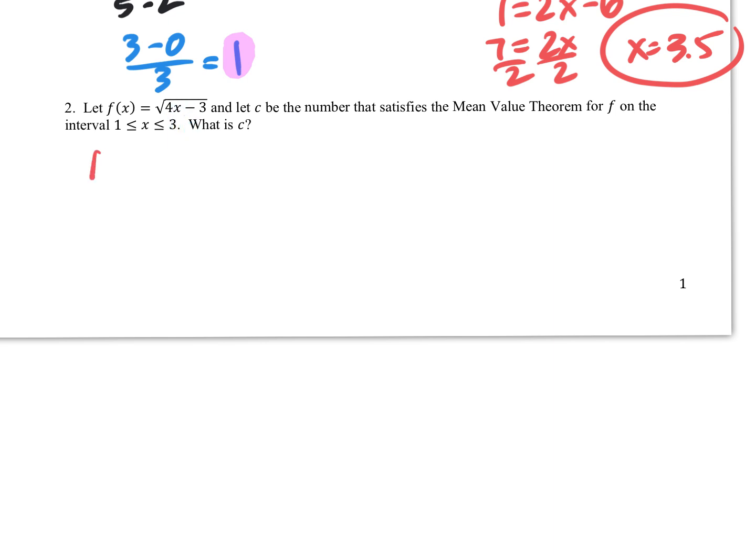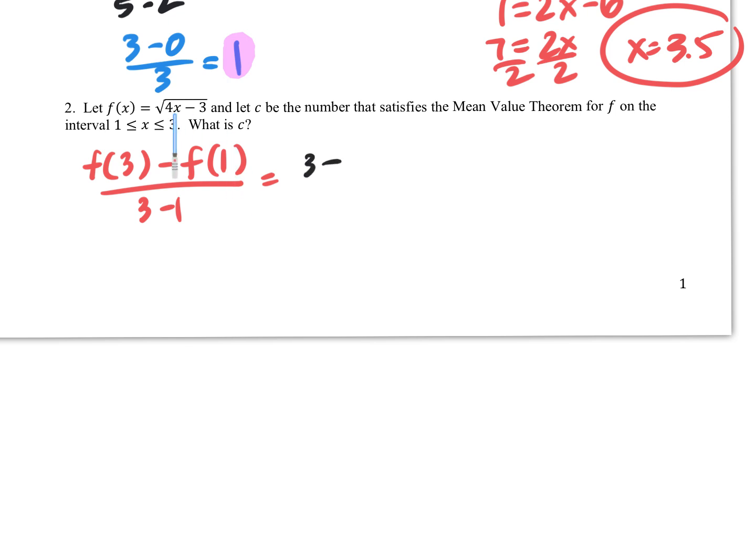Can we go find the average slope? F of what minus f of what, do you think, based on this question? What are my A and my B? What are my endpoints? Yeah, 1 and 3. I'm going to do f of 3 minus f of 1 all over 3 minus 1. That's my average. F of 3, what would 4 times 3 get me? 12 minus 3. 9, square root of 9. 3. Minus f of 1.